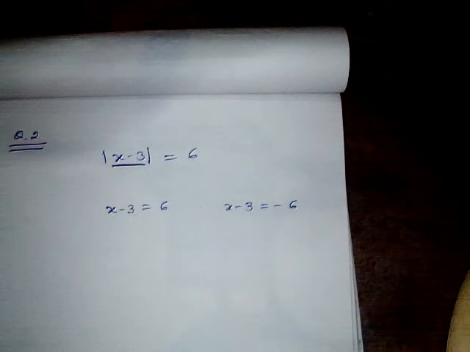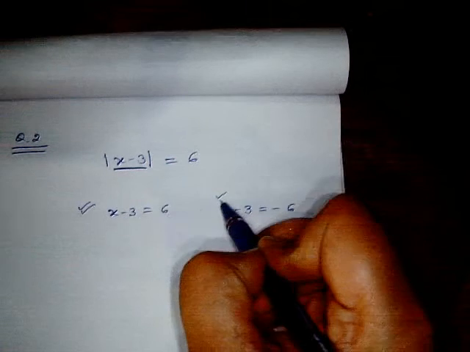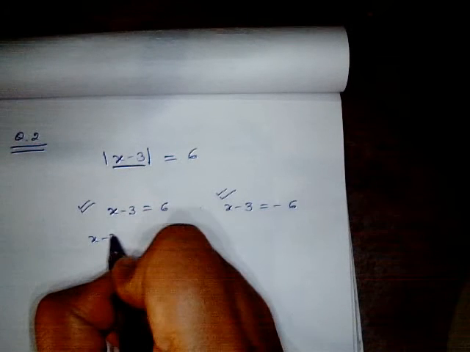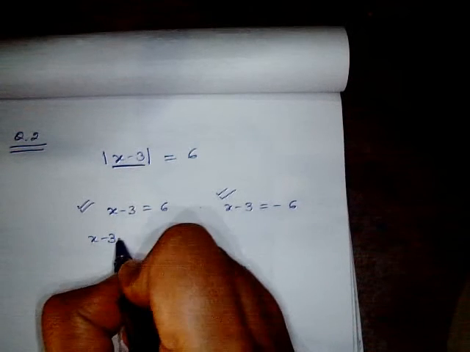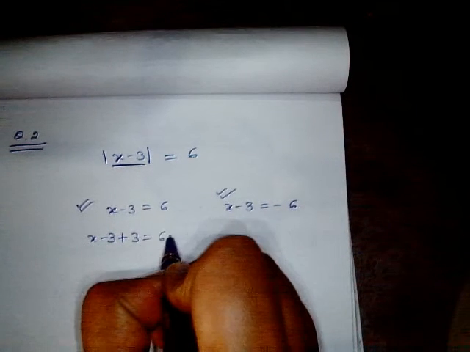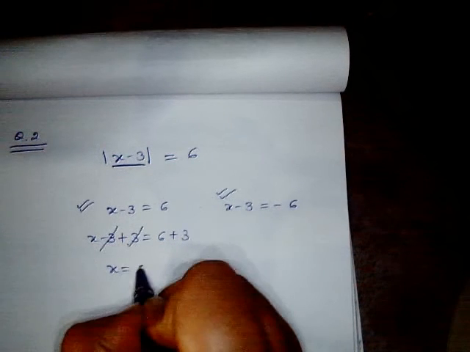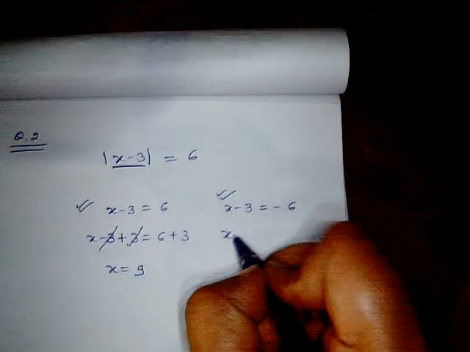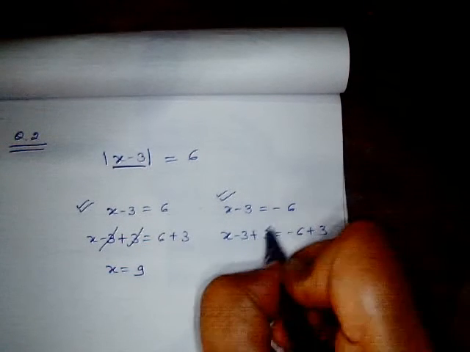The solving procedure is the same. This negative 3 I need to shift to the right side, so I add positive 3 to both sides. This cancels out, so the x value is going to be 9. Okay, in the other equation, again I need to add 3. So negative 6 plus 3, this cancels out, and x equals negative 3. So two values of x you are getting: x equals 9 and x equals negative 3.